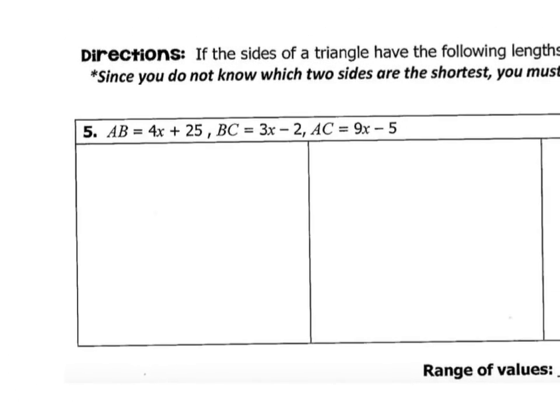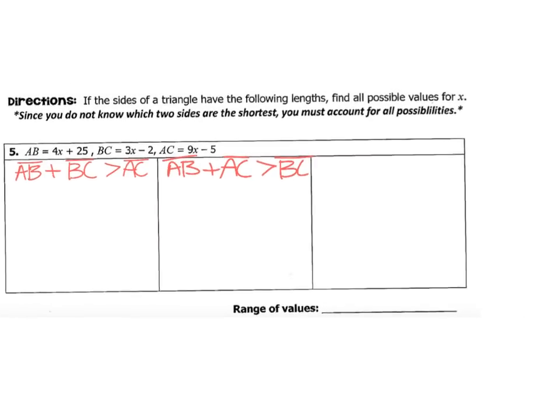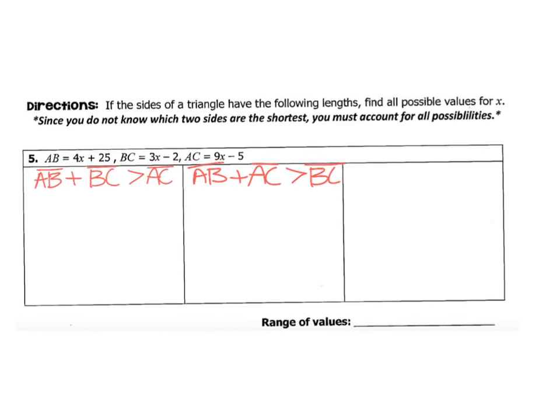So we would say that AB plus BC, is that greater than AC? That's one possibility. Another possibility would be AB plus AC, add those together, and is it greater than BC? And then the last scenario that could occur, the one we haven't done yet, is if we did BC plus AC, is that greater than AB?